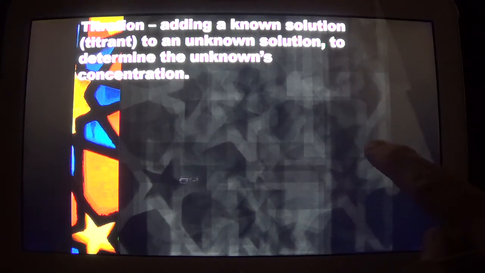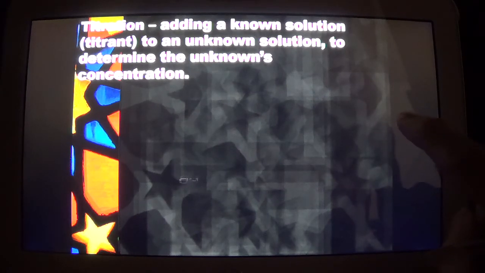So a titration is adding a known solution, often called a titrant. That's the one we add to an unknown solution to determine that unknown solution's concentration, or we could determine the volume if we wanted to, but normally we pour that into a container and we're like, oh look, it's 53 milliliters. So typically we want to know that unknown concentration.